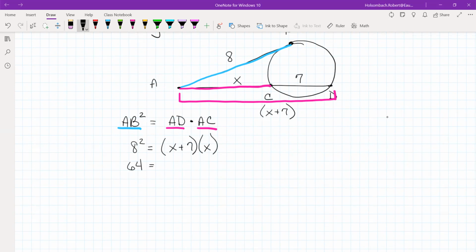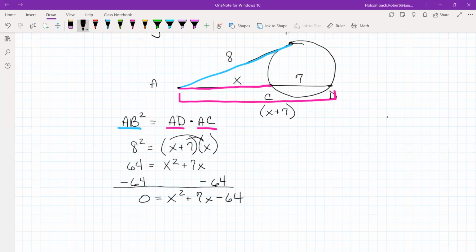8 squared is 64 equals, now we're going to do the distributive property on the right side. X times X is X squared. And that's going to be plus 7X. So we're going to subtract 64 from each side. And 0 equals X squared plus 7X minus 64. And for today, we're just going to leave it like that. All right with that? All right, let's do one more.